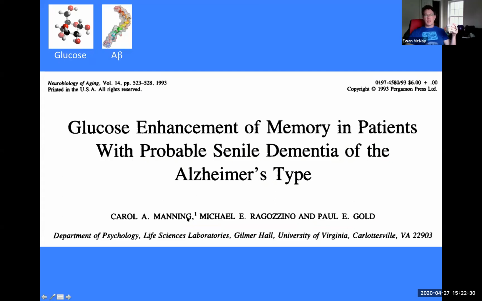This was a study I was actually around for, published in '93. So just before I arrived in graduate school, I did some of the follow-up work. Alzheimer's patients definitely respond to glucose. So do people with age-related memory deficits. So do people with Down syndrome. Several classes of people where brain glucose metabolism is impaired all show cognitive enhancement if you give them extra glucose.